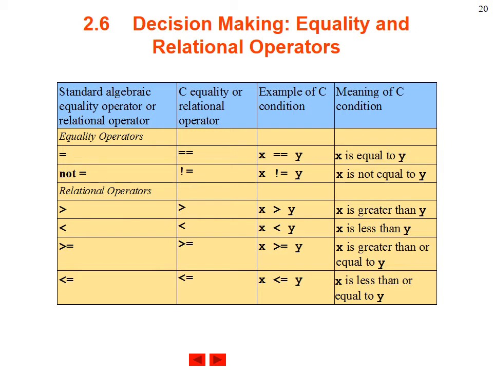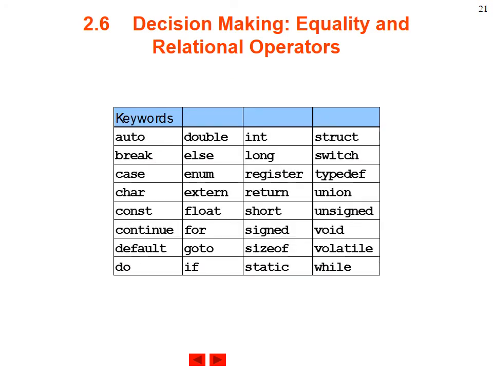So these are our relational operators. This tests for equality. The two are totally equal. This, if they are not equal, this one greater than, less than, greater than or equal to, less than or equal to statements that we can do, right?